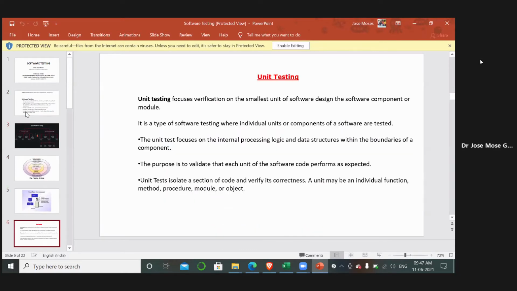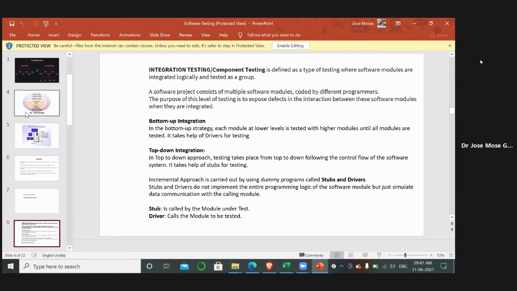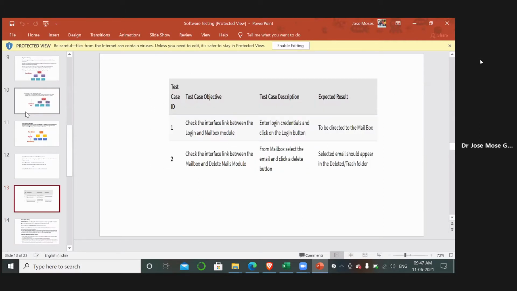Once that is done, we discussed the basic diagram, like unit testing, and what integration testing is, what the top down approach is, what the bottom up approach is, what is meant by hybrid approach, what is meant by driver, and what is meant by stub. So these are the things that we have discussed, and we discussed examples like mailbox, sign in box, login screen, and mailbox system.